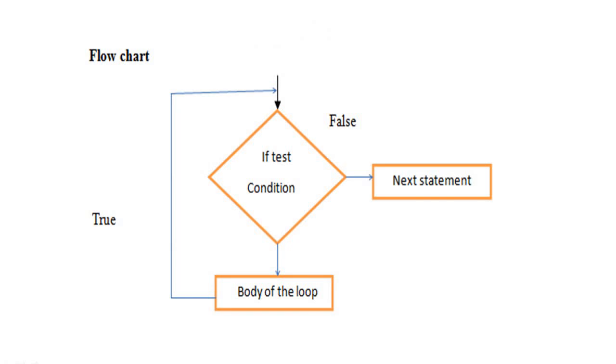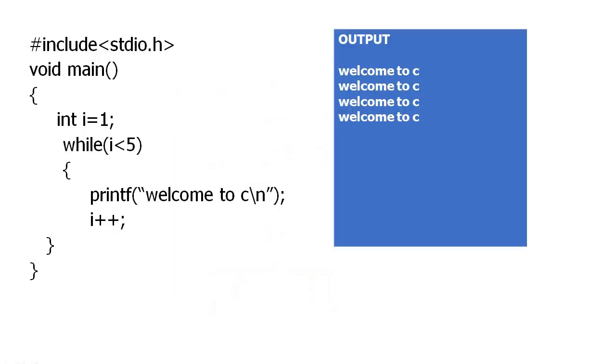So this is a flow chart. If the condition is true, I'll enter into the body of the loop, and if the condition is false, I'll move to the next statement outside the loop. So in this program, I'll check whether 1 is less than 5. Yes, 1 is less than 5, so I'll enter into the loop. Inside the loop I have given printf welcome to C. So welcome to C is printed.